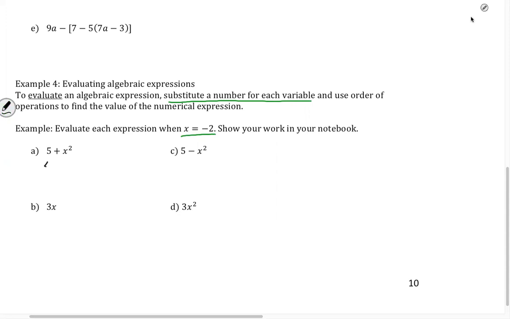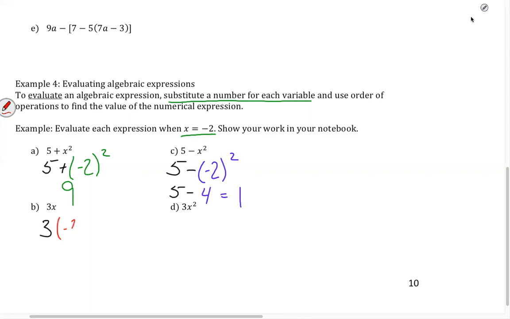So I'm going to say 5 plus negative 2 squared. Negative 2 squared is 4, 5 plus 4 is 9. For this one, it would be 5 minus negative 2 squared. So 5 minus 4, I get 1. Are you guys following me on that? B would be 3 times negative 2. So that would be negative 6. And the last one would be 3 times negative 2 squared. Negative 2 squared is 4. So I just have 3 times 4, which is 12.